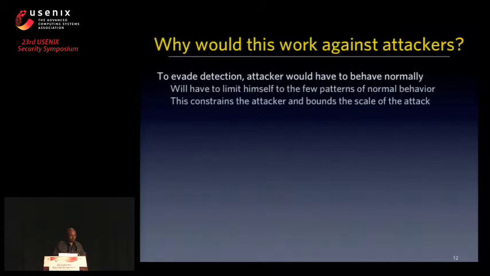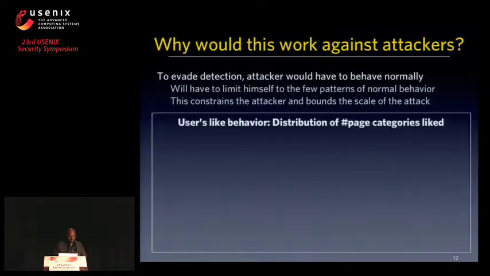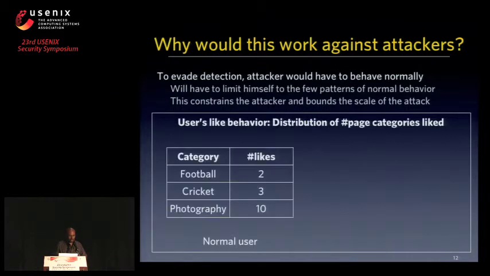Let me give you a simple example to illustrate this. Say you're defining users' like activity behavior on Facebook as the distribution of page categories a user likes. Each page on Facebook is associated with a category or a topic. Now, say you're a normal user, you might have limited interest in practice. You might like a few topics or a few categories like football, cricket, and photography.